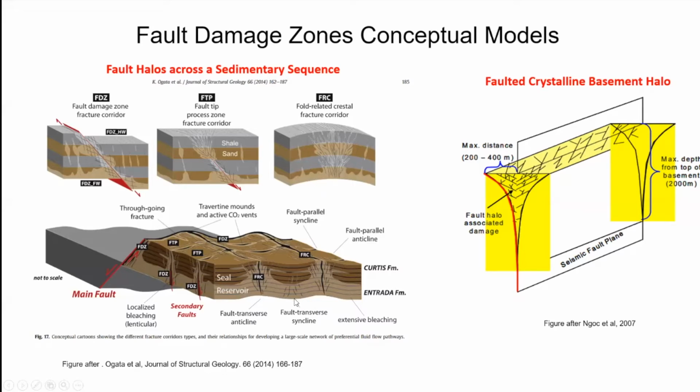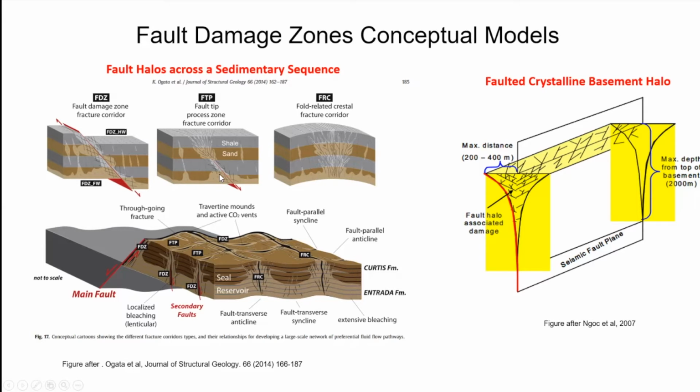So this is a sequence of aquifers and aquitards, and there are three main types of fault halos and associated fracture corridors. The typical one that we will expect here, that is called the fault damage zone fracture corridor, where we have the fault plane, and the fault halo is symmetrical across the fault plane, and is symmetrical not only in terms of the distance, but all along the fault plane.